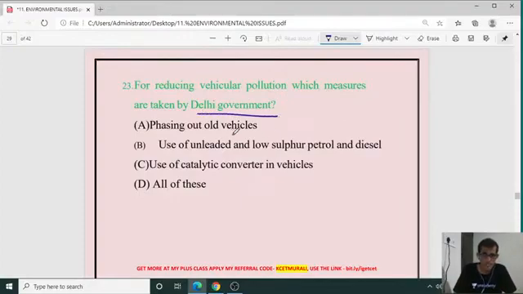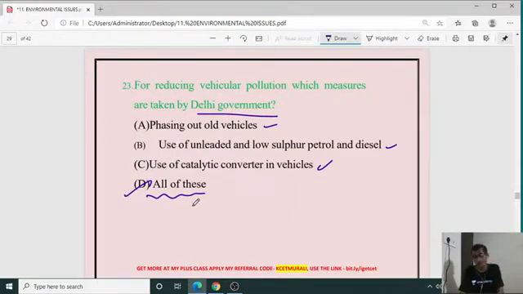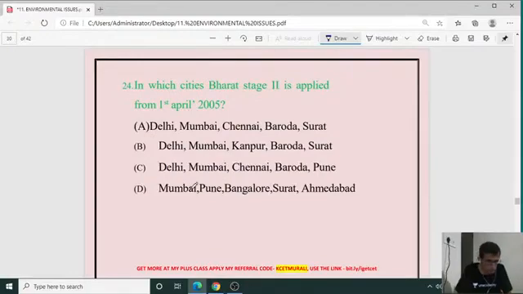So, phasing out of old vehicles, that is one of the methods. Use of unleaded and low sulfur petrol and diesel. Nowadays in all petrol bunks of our nation, they are using unleaded petrol and low sulfur petrol and diesel. The use of catalytic converter in vehicles to increase the efficiency of fuel use, so we can reduce the sulfur content emission. So the right answer is D. All of this is the right one regarding the reduction of vehicular pollution in the Delhi area, implemented by Delhi government. Then 24th question.